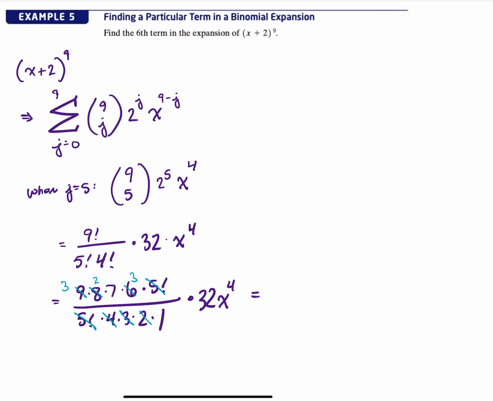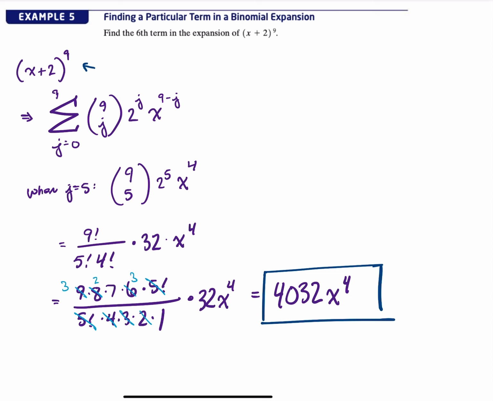So if you multiply that out, 3 times 2 times 7 times 3, we'll get 4032 x to the 4th. This would be the fifth term, or I'm sorry, the sixth term, if we were to expand out x plus 2 to the ninth power.